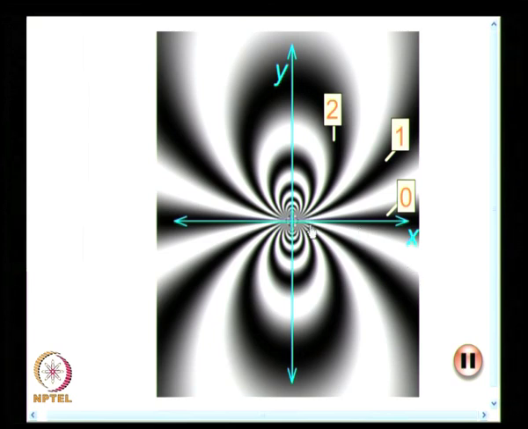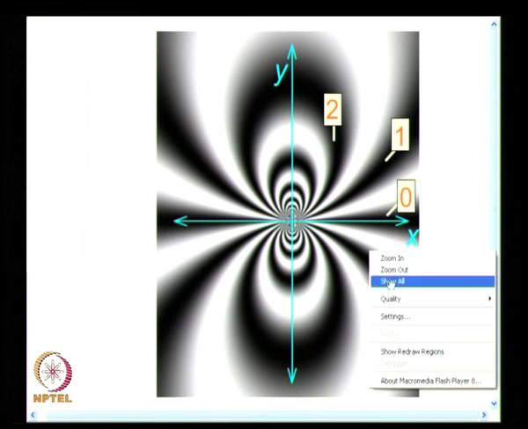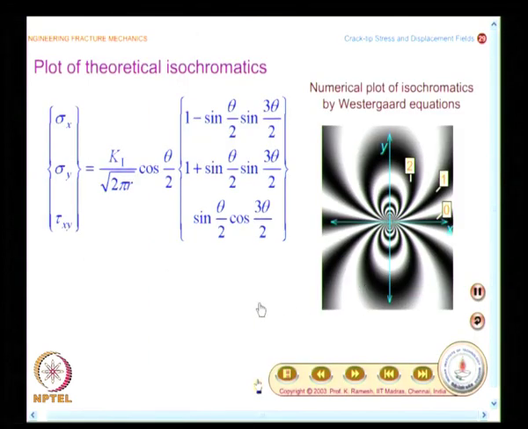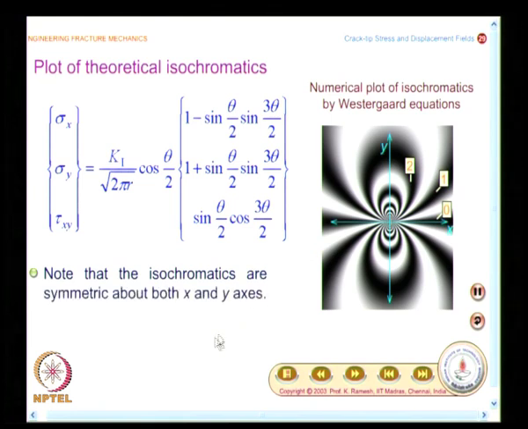Another important observation is that along the crack axis you find the maximum shear stress is also 0. I would appreciate it if you make a sketch of this; you need to have this information available in your notes, and whatever I have said is summarized here. The isochromatics are symmetric about both x and y axis. The fringe order along the crack axis is 0.